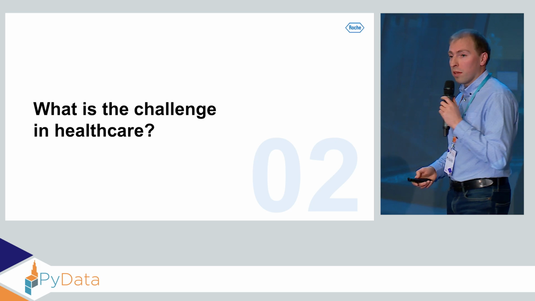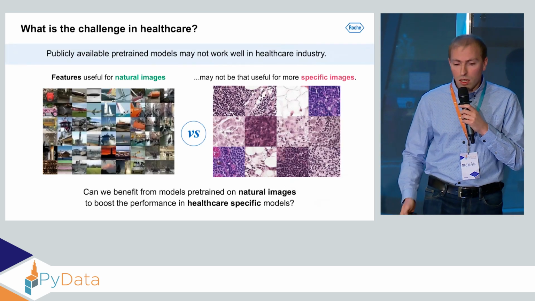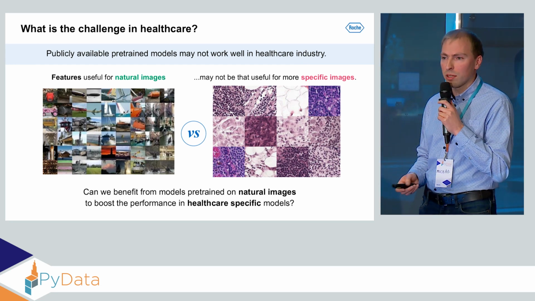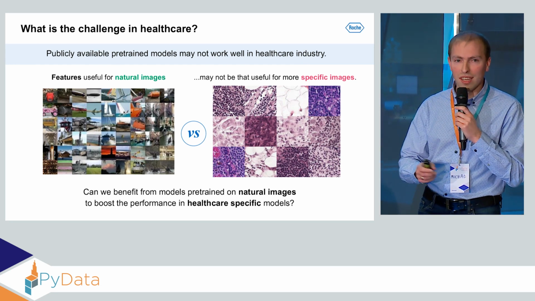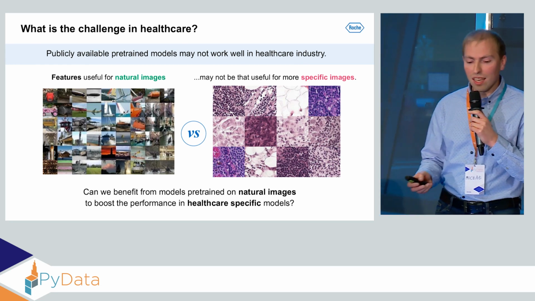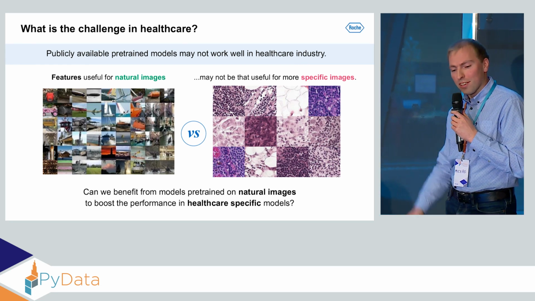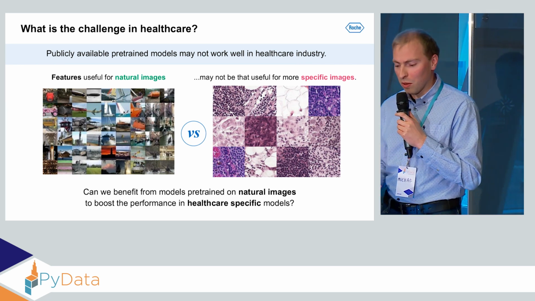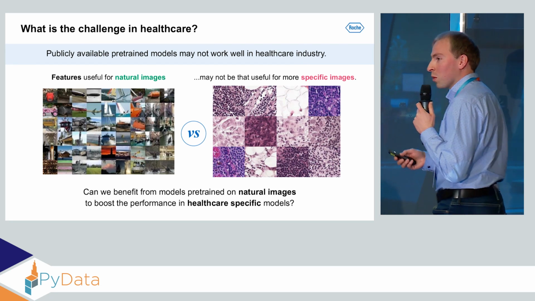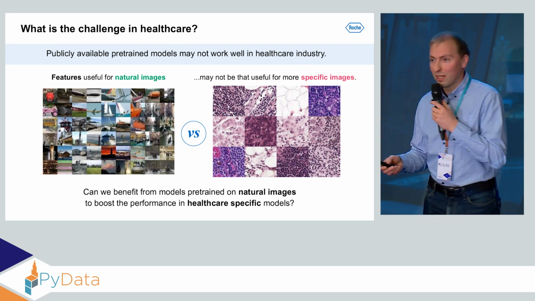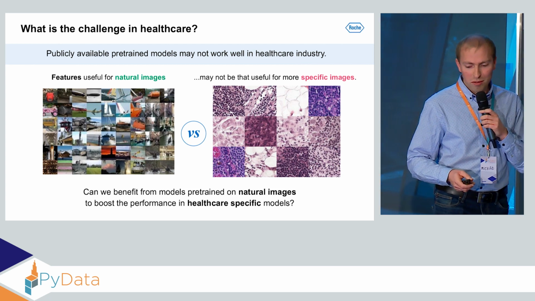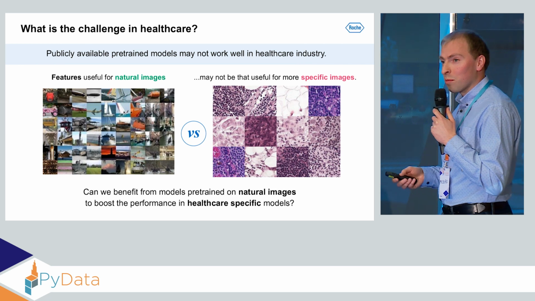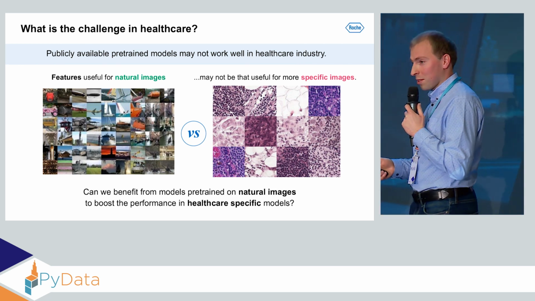And here we've come to the main challenge in healthcare. When we look at natural images and compare them to healthcare images, we immediately see they have not much in common. As a result, features that are useful for natural images may not be that useful for our healthcare images, which are much more specific. Therefore, the question is, can we benefit from models that were pre-trained on natural images to improve the performance of our healthcare models?